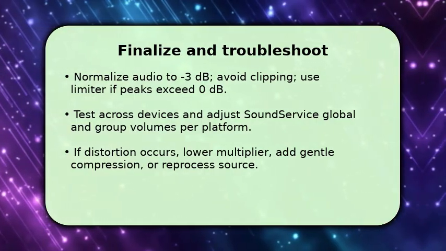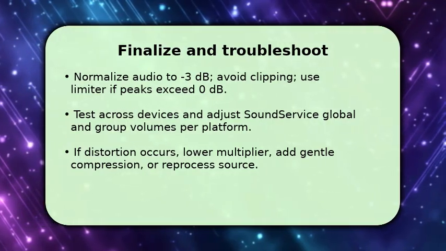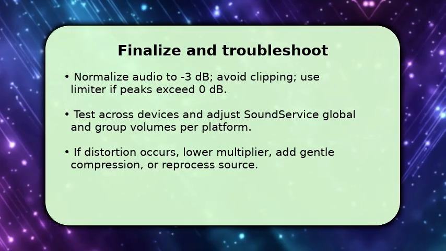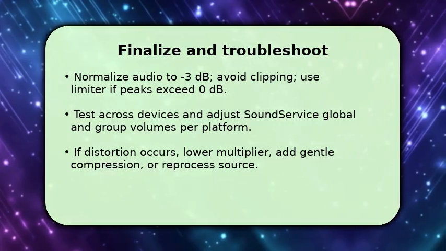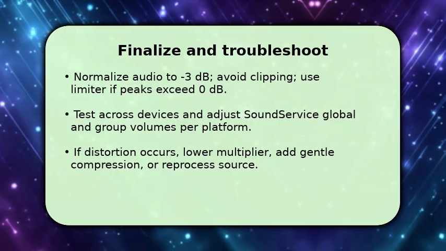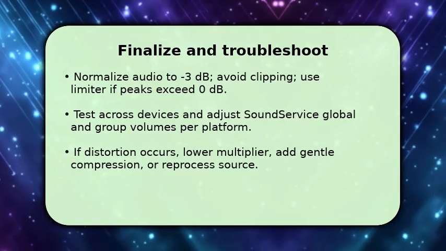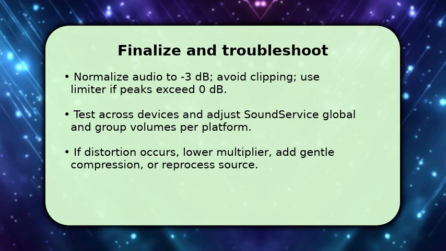Once done, test in Roblox on PC, mobile, and console using the same sound group settings, and tweak the sound service global volume per platform to match. If you hear crackle or harshness, reduce the volume multiplier, add gentle compression to tame peaks, or reprocess the source with less preamp gain to eliminate digital clipping.